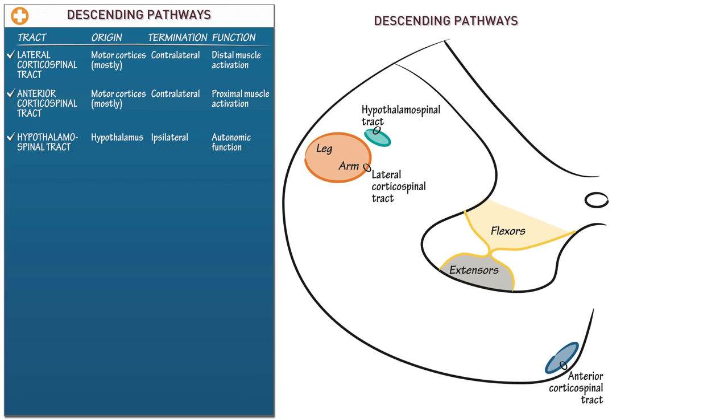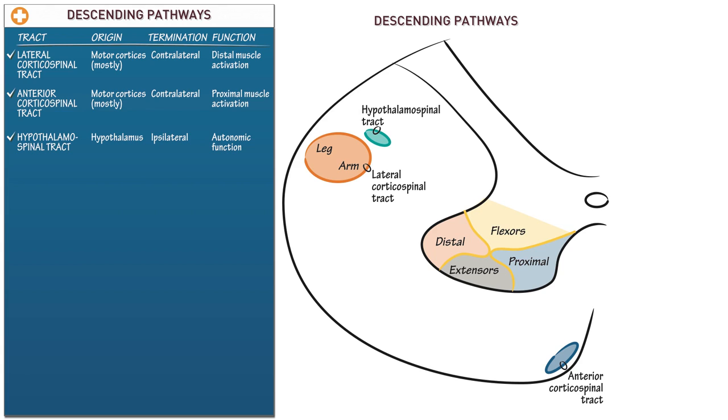Lateral nuclei innervate distal muscles, for example, the dorsal interossei, which produce finger spread. And medial nuclei innervate proximal muscles, for example, the deltoids, which raise the shoulder. Note that the somatotopic organization of the gray matter parallels the positions of the functionally related white matter pathways.